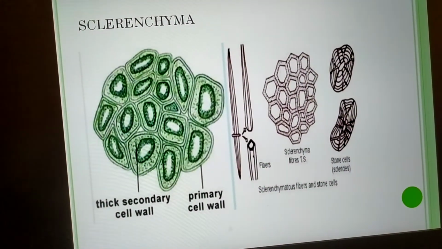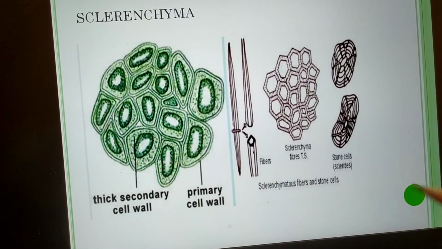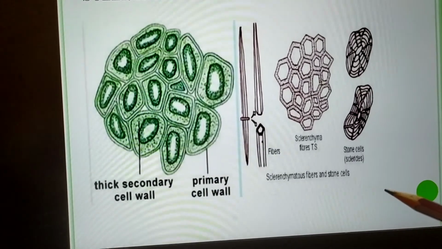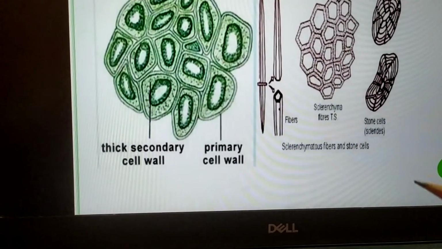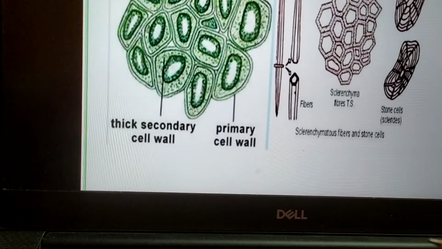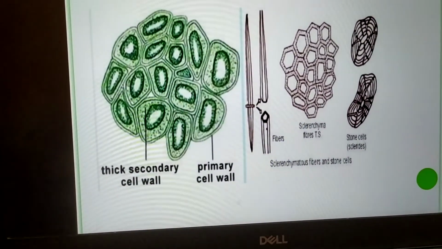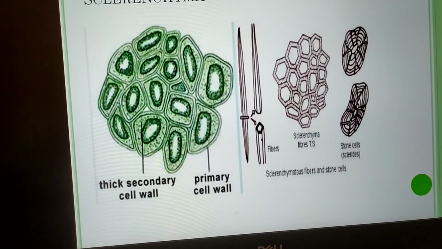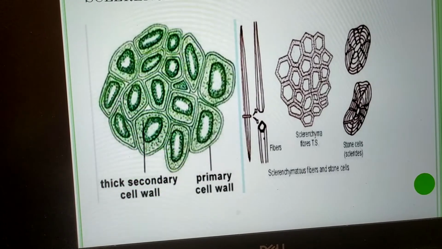The third type of permanent tissue, sclerenchyma. They have a thick secondary cell wall apart from the primary cell wall. There are two main types, fibers and sclereids, as well as stone cells. Stone cells are called sclereids.